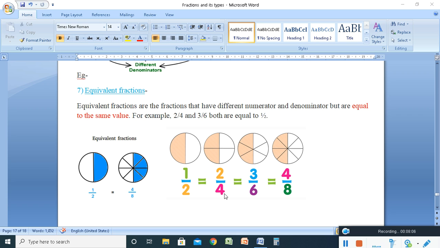If you divide 2 and 4 by 2, you get 1 by 2. For 3 by 6, if you divide by 3, you get 1 by 2. If you divide both numbers of 4 by 8 by 4, you get 1 by 2. So even though the numerator and denominator are different, the value is the same. This is called an equivalent fraction. You can say 1 by 2 is equal to 4 by 8. If you simplify 4 by 8, you get 1 by 2. So both numbers are equal. This is the last type, equivalent fractions.